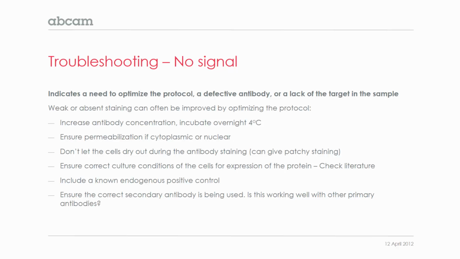Remember to permeabilize if it's a cytoplasmic or nuclear protein. Don't let the cells dry out during the antibody staining. This can give patchy staining, so some areas might have no staining, whereas other areas have too much staining. Make sure you've had the correct culture conditions of the cells for expression of the protein, and again, you can check the literature for this. It's always good to include a known endogenous positive control, and this again will indicate if your procedure is working well. Ensure the correct secondary antibody is being used, and ask yourself if it's working well with other primary antibodies, just to make sure it's working well for you.